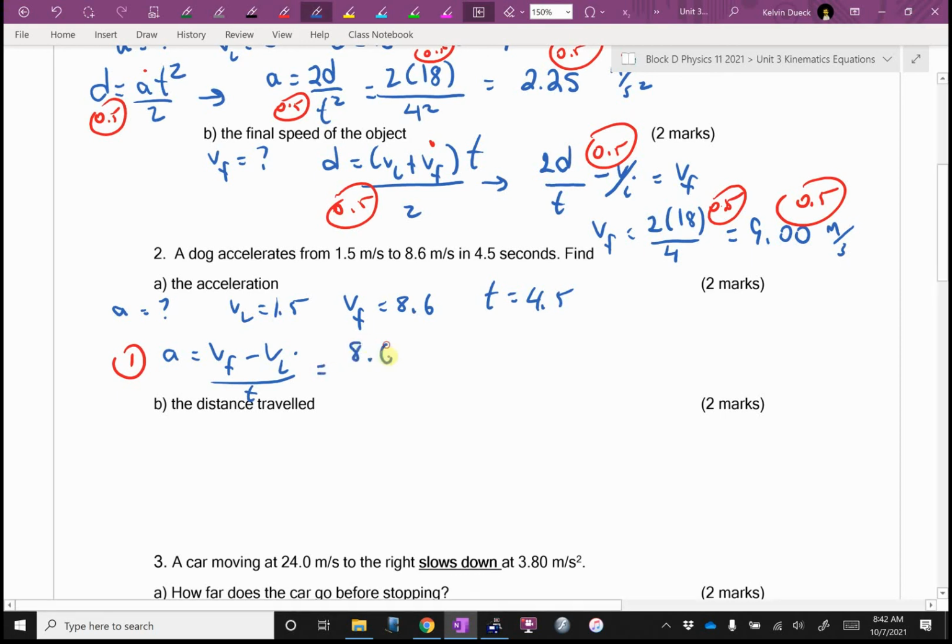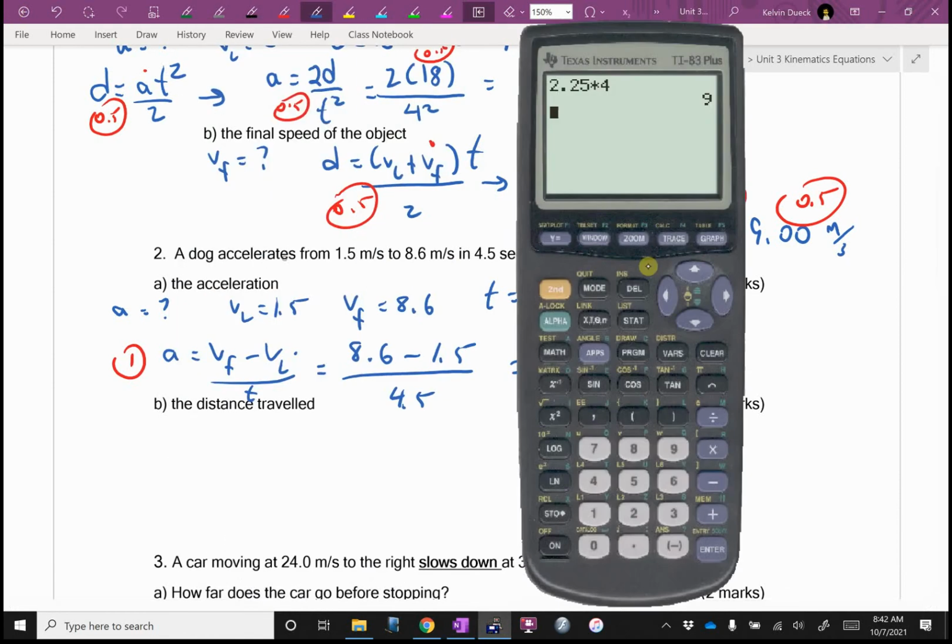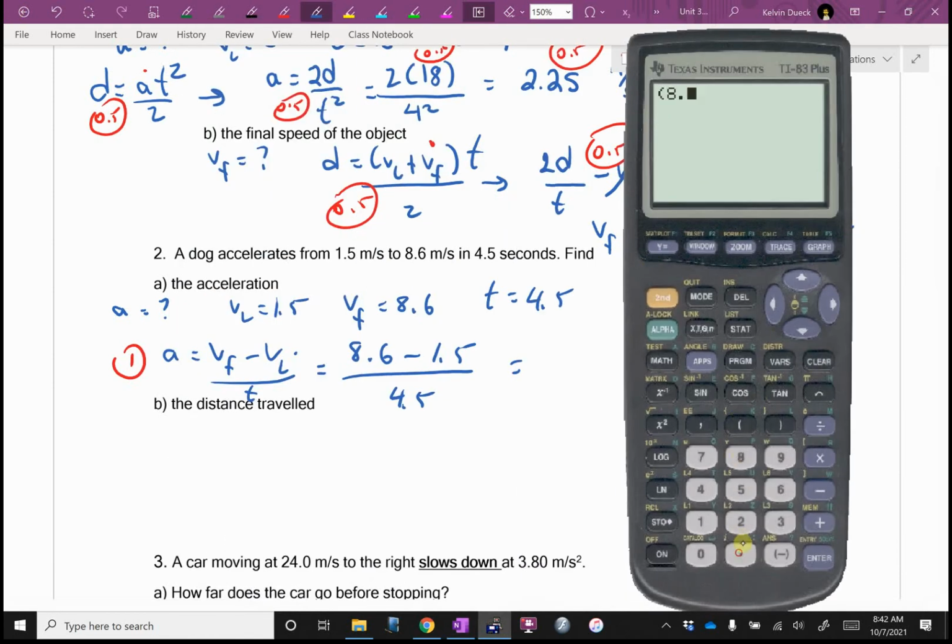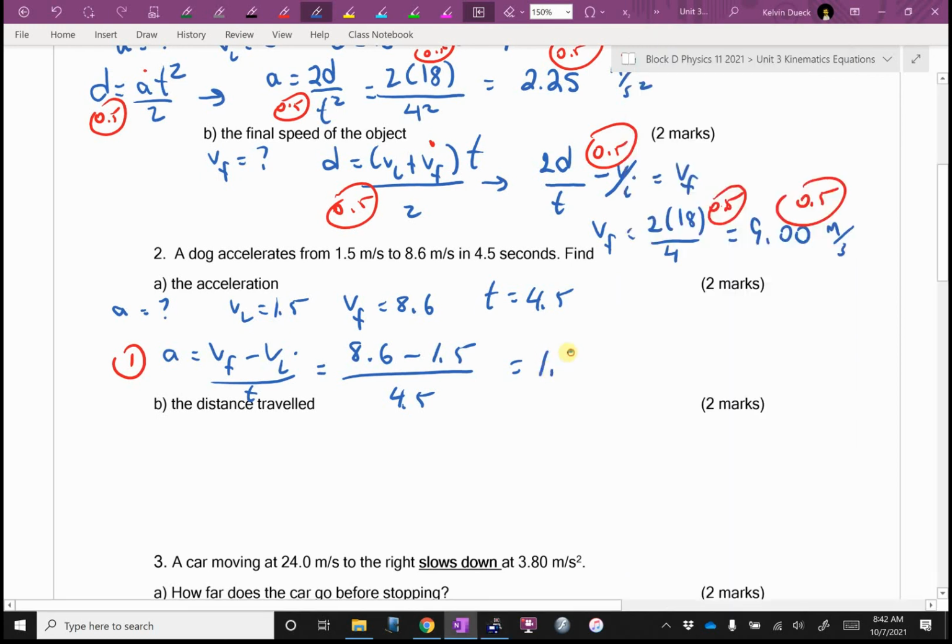It's going to be 8.6 minus 1.5 all over 4.5. Do that one in your head. No, that one's yuckier. 8.6 minus 1.5. Of course, brackets around the top, but I don't need brackets around the bottom. You'll get 1.58. Yes? Round it off properly. Units, Keegan. It's an acceleration. Good. Okay, cool.